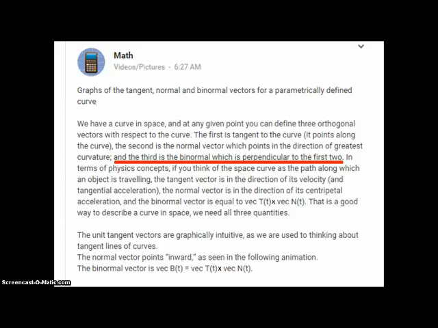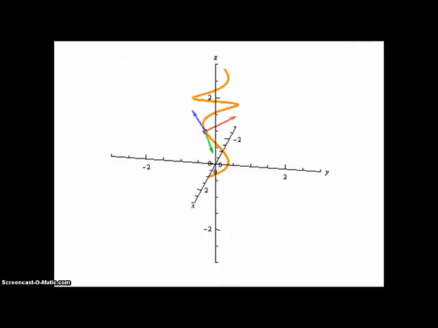Now this notation is a little strange. Mr. Math must be from Europe or some other country. This is the way we would write it: T of t cross N of t. Now that's a good way to describe a curve in space, and we need all 3 quantities to do a good job. So let's take a look at all 3 vectors put together.